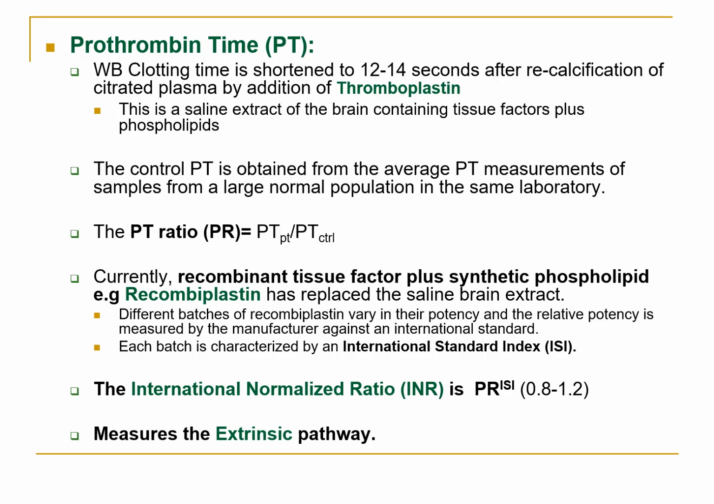And what they used to do, they used to report something called the PT ratio or the PR, which is the PT of the patient, how much time does the blood need to coagulate, versus a control. A control is done based on several patients. But now we don't do this ratio anymore. Why? Because we don't use the brain extract. Now we use a recombinant tissue factor that is synthetic in addition to phospholipid, and this is called recombiplastin.